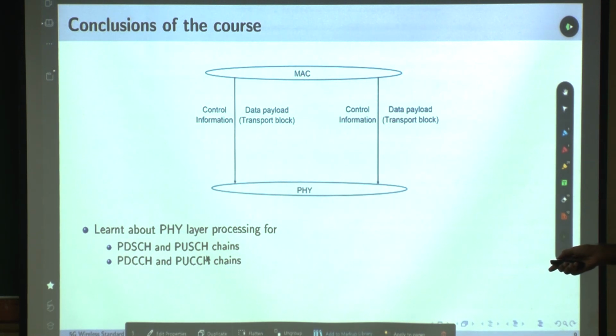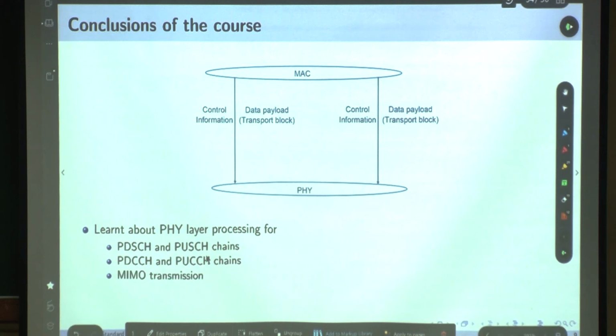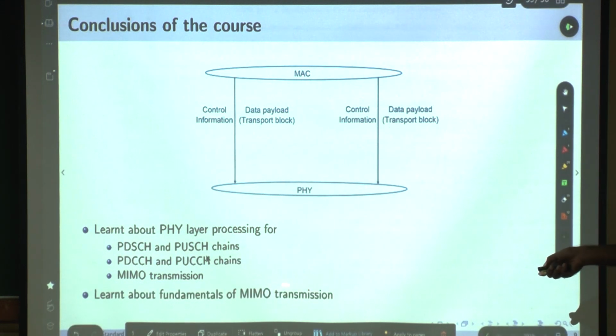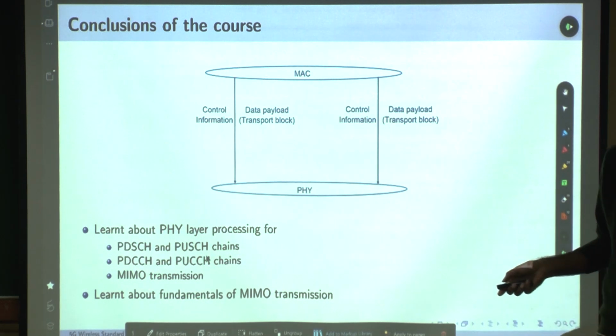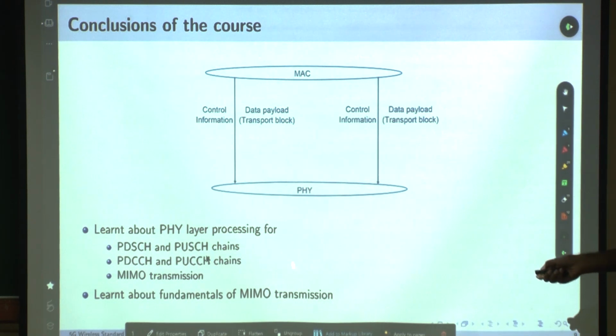We saw all this can be done in this course. Then we learned about MIMO transmission, how 5G enables MIMO. And then we learned about the fundamentals of MIMO transmission also in this context, because to understand how MIMO is implemented, for the students who have not done MIMO transmission, we briefly touched upon it to figure out what aspects of MIMO are relevant for 5G. So this course teaches you how physical layer processing is done for these three aspects.